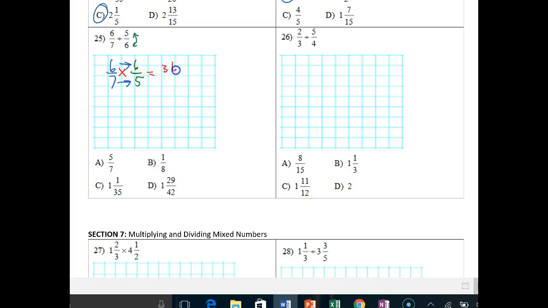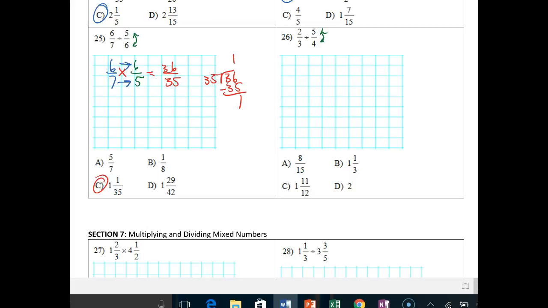We get 36 over 35, which I know is improper. 35 goes into 36 one time with 1 left over, so that's why I have 1 and 1/35 as my answer. Again, making sure to flip before we try to cross cancel.